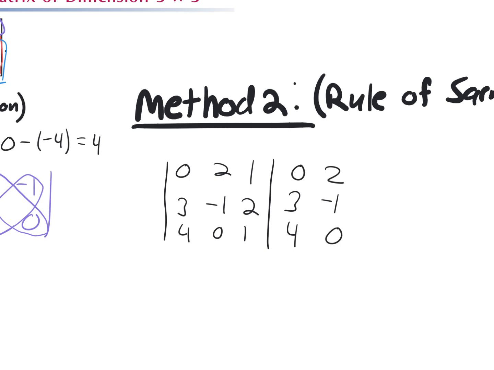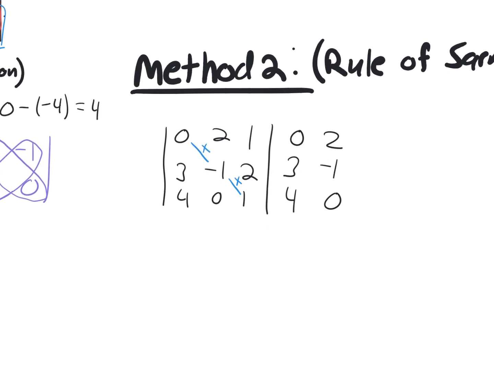Some of you might like this method a little bit more with the 3 by 3. But essentially, you're going to do the major diagonals, which go this way, and the minors go this way. All right, so I'm going to do the major diagonals starting at 0. So I'm going to do 0 times negative 1 times 1. What does that get you? 0. And then I'm going to do the same thing with the next major diagonal. So 2 times 2 times 4. What does that get you?